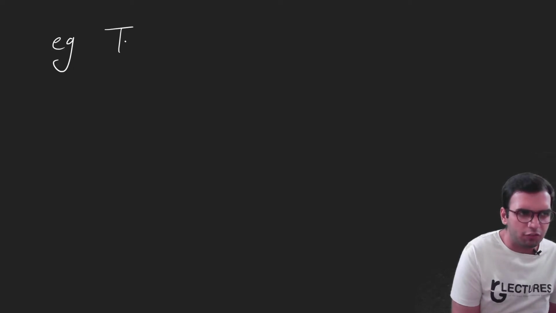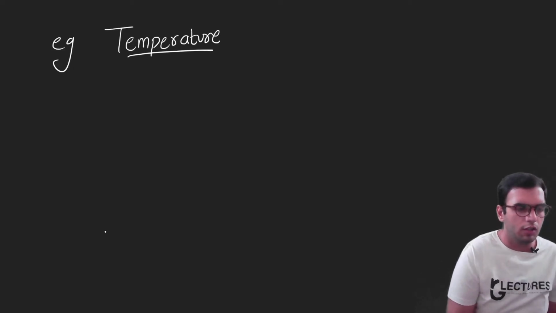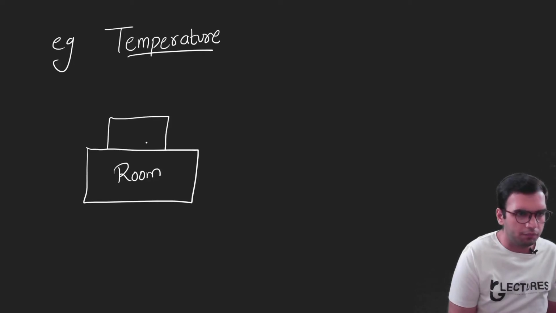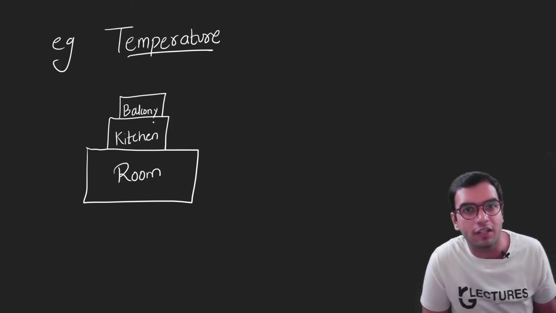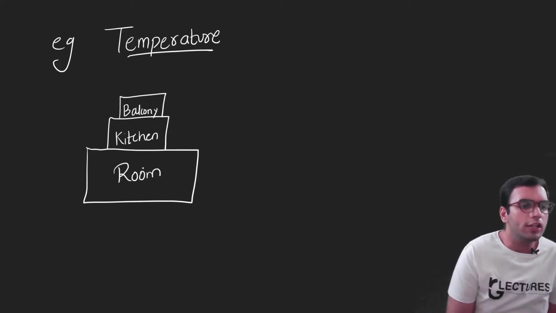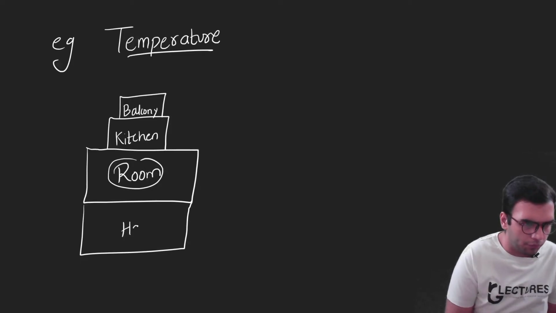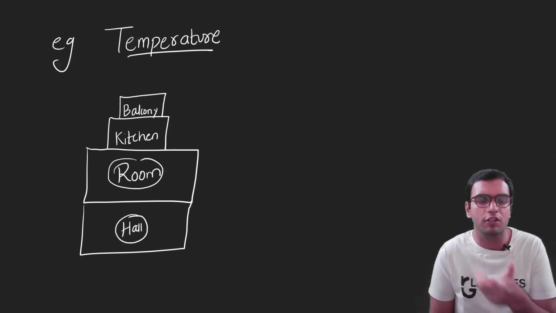For example, let us consider temperature. Now for example, this is my room. This is the kitchen, and this is, say, the balcony. So is temperature a scalar field or a vector field? Now, for example, this is the room, this is the hall. My question to you is, what is temperature? Is it a scalar or a vector?